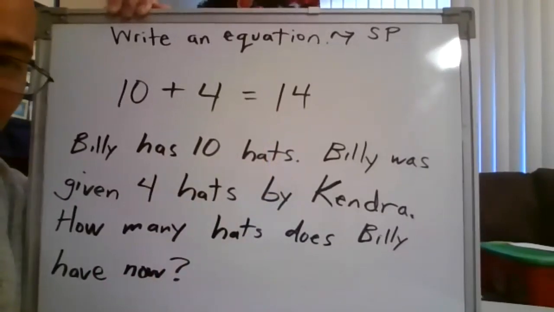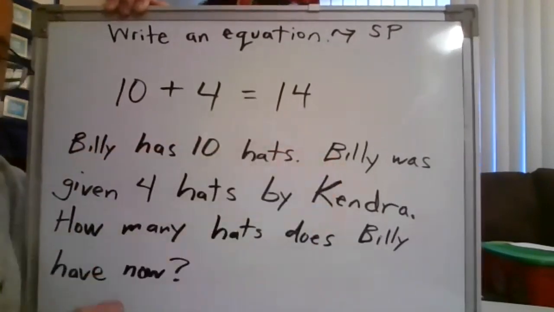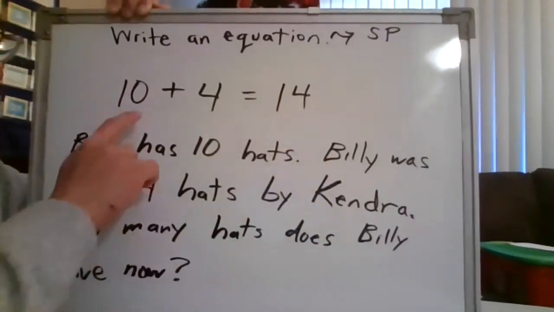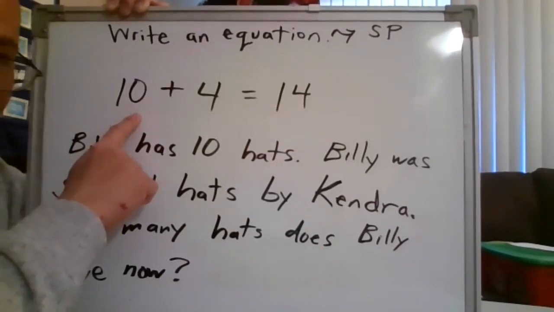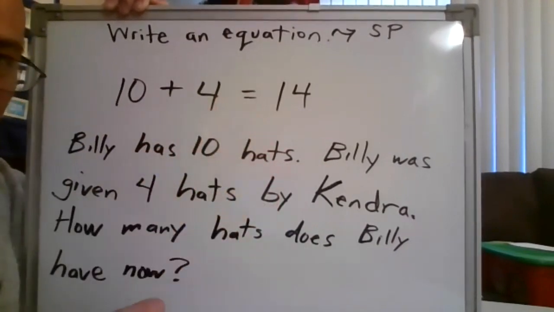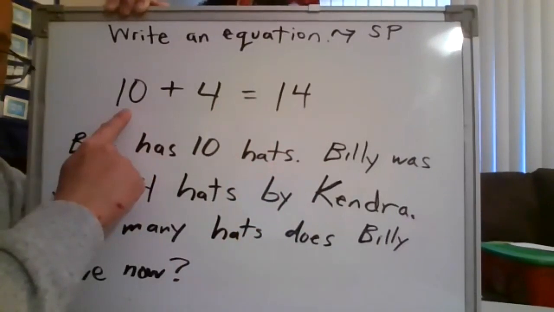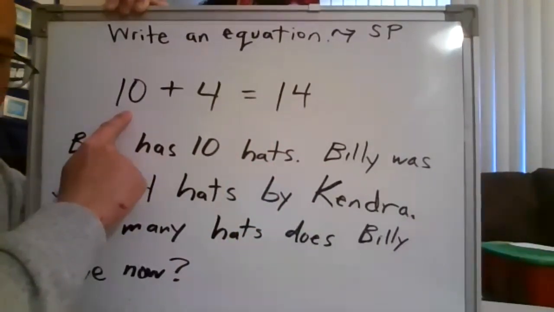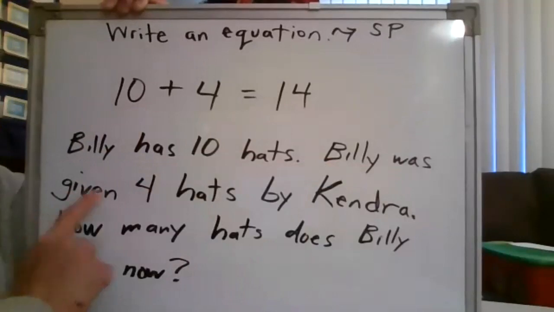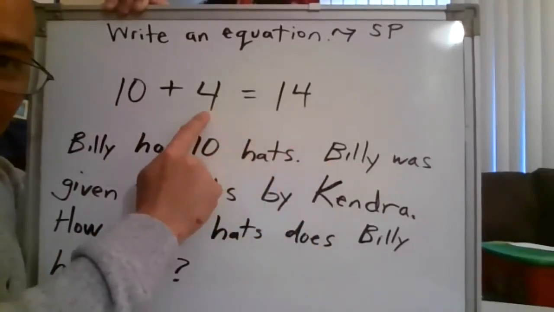Now let's confirm and analyze our equation to understand the story problem. If we look at the numbers, we can confirm that the numbers 10 and 4 are all included in the story problem. Billy has 10 hats. There's my beginning number, 10. Billy was given 4 hats by Kendra. There's the 4 hats given by Kendra.